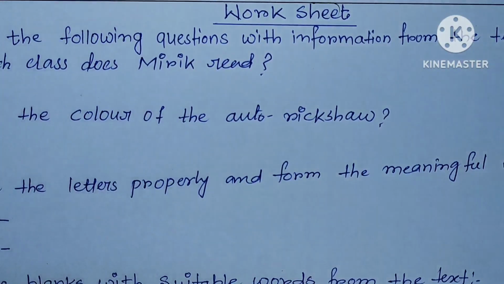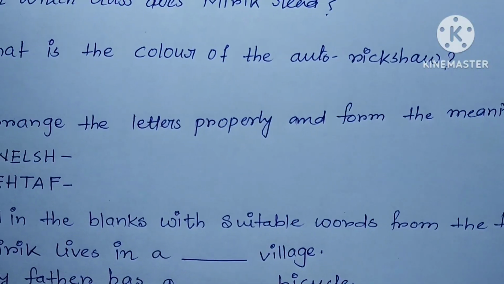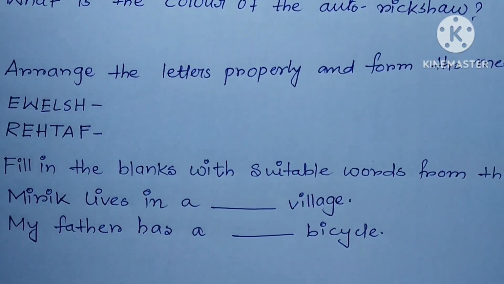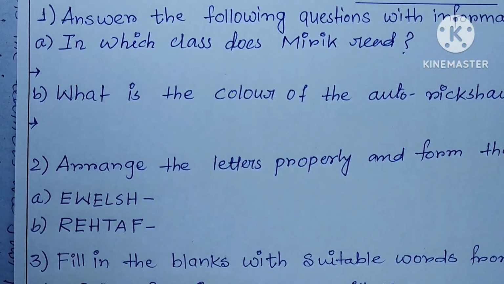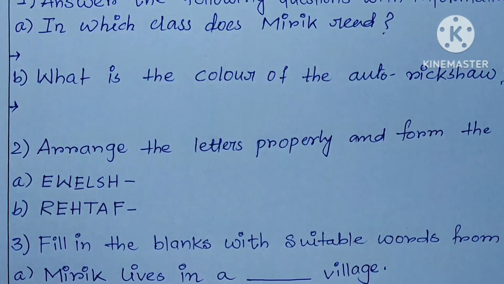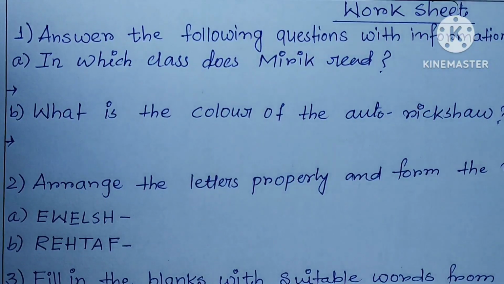So, as I already said, you have to show here 3 types of question patterns, like: answer the following questions with information from the text, fill in the blanks, rearrange the words, or you can show column A, column B matching. Or you can write here match sentences with the words. Whatever you want to write, you can write, but at least you have to write here 3 types of questions.